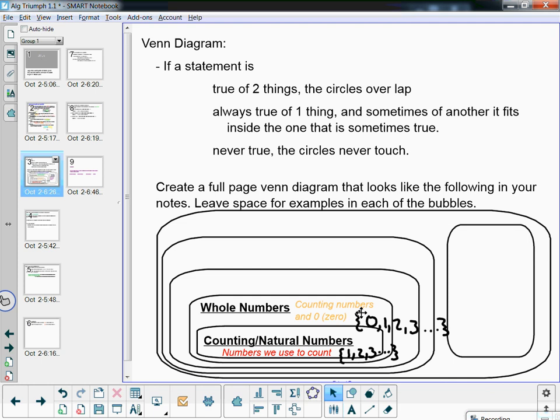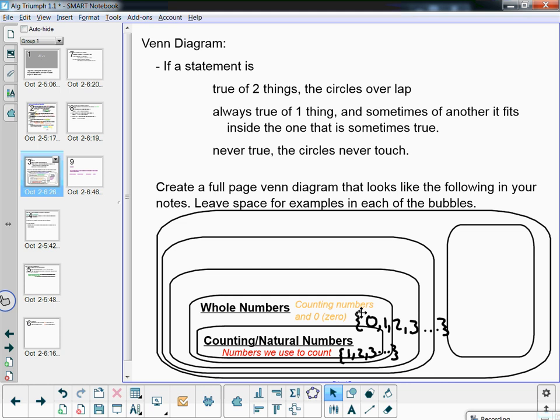Notice how the counting numbers fit in the whole numbers? That's because the counting numbers and natural numbers are all a type of whole number. But not all whole numbers are counting numbers. 0 is a whole number. 0 is not a counting number. Once we took the counting numbers and added zero, we got whole numbers.